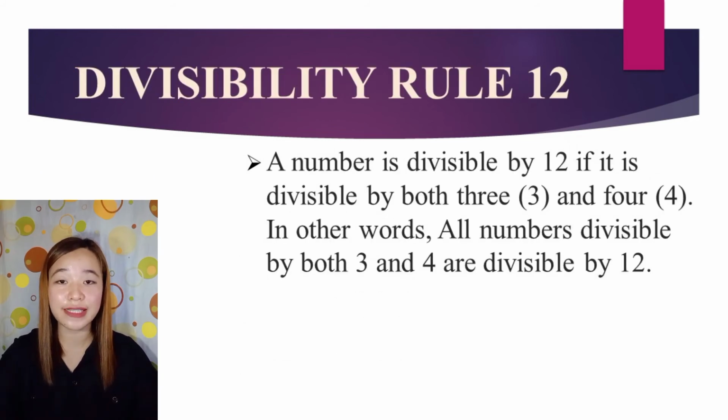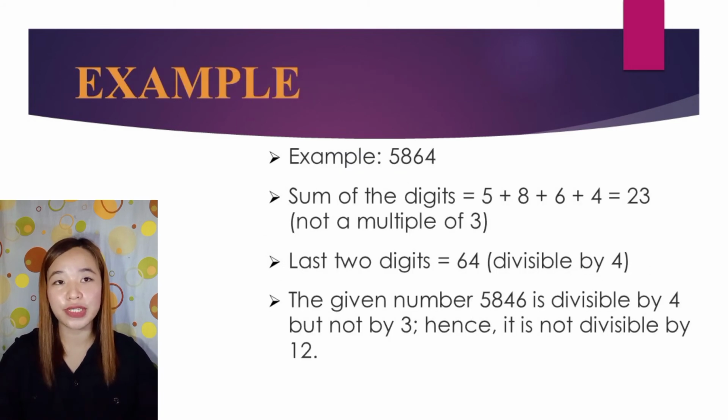Next, the divisibility rule of 12. A number is divisible by 12 if it is divisible by both 3 and 4. In other words, all numbers divisible by 3 and 4 are divisible by 12. So for example, the number 5,864. The sum of the digits is 23, since 5 plus 8 plus 6 plus 4 is 23, which is not a multiple of 3. The last two digits, 64, are divisible by 4. Then the given number 5,864 is divisible by 4 but not by 3, hence it is not divisible by 12.